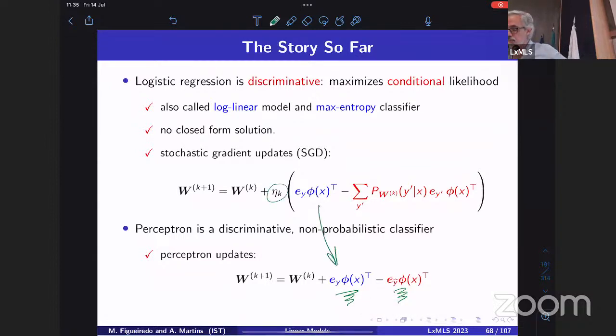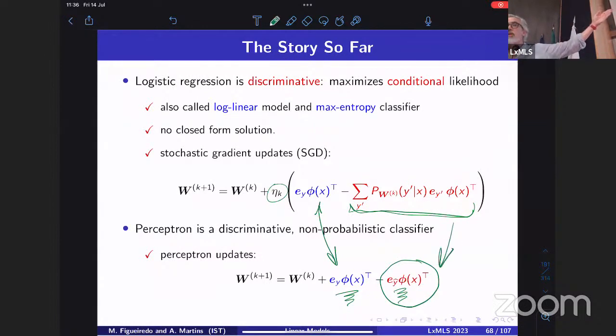So this part is already there, and this part is different. Here, I'm only decreasing the weight in such a way that I make the class that was predicted wrongly less likely. In logistic regression, I look at all the classes. It's an average prediction of all the scores for all the classes, weighted. So from here to here, I just keep the predicted class, whereas in logistic regression, I use the average across all the classes. In the perceptron algorithm, I just use the class that was predicted. So it's slightly different, but in spirit, it's essentially the same.